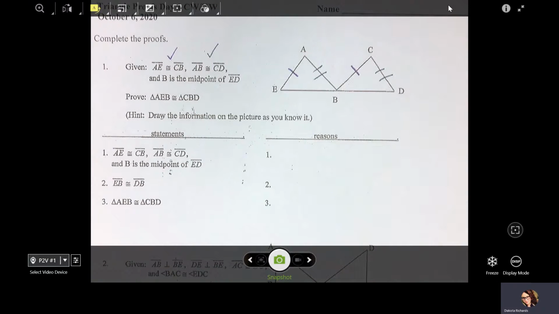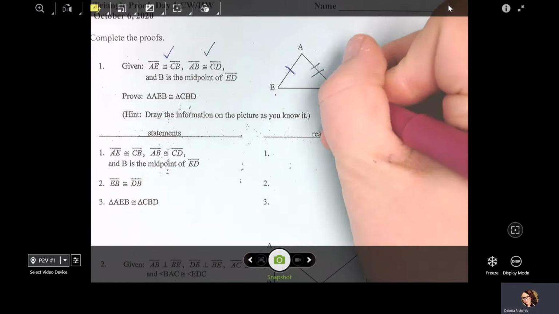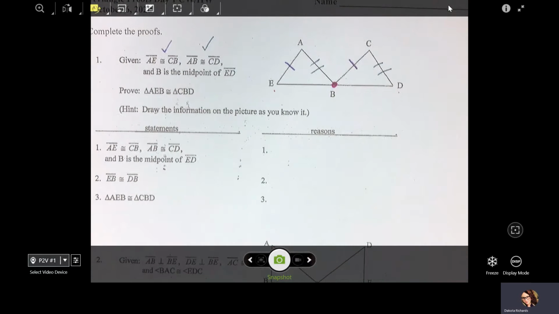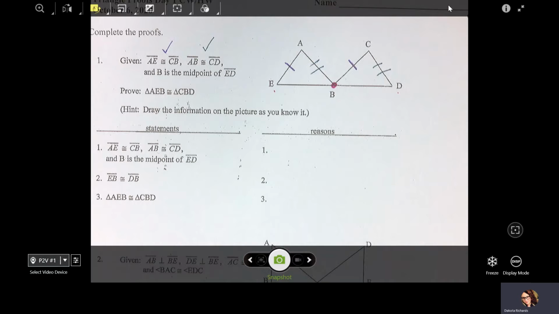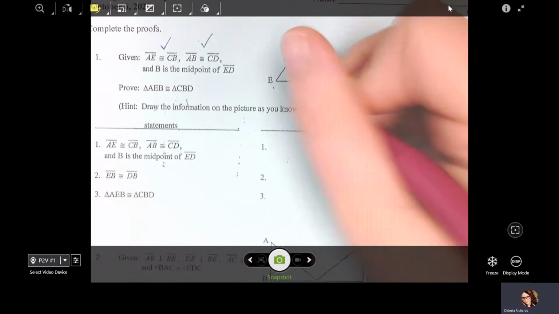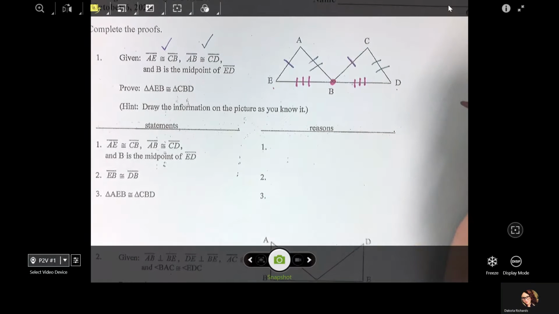Now it says B is the midpoint of ED. So B is your midpoint. That means, so definition of a midpoint, if you recall, a definition of a midpoint cuts a segment or a line into two congruent parts. Okay, so this is going to cut that into two congruent parts here and a part here.